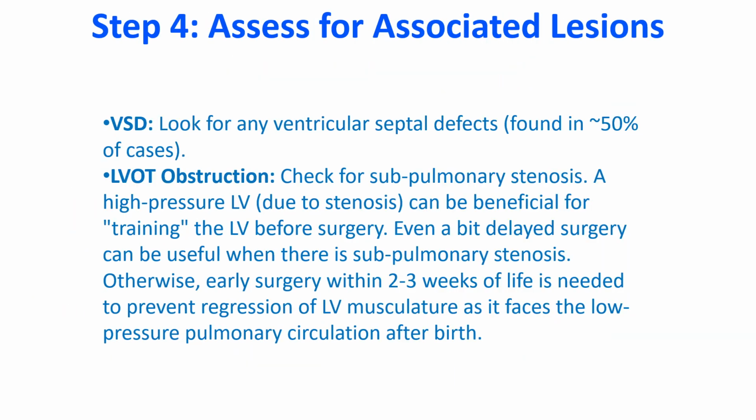An associated ventricular septal defect may be found in half of the cases. Check for subpulmonary stenosis. A high pressure left ventricle due to subpulmonary stenosis can actually be beneficial for training the left ventricle before surgery. Even a bit delayed surgery can be useful when there is subpulmonary stenosis. Otherwise, early surgery within 2 to 3 weeks of life is needed to prevent regression of left ventricular musculature as it faces the low pressure pulmonary circulation after birth.